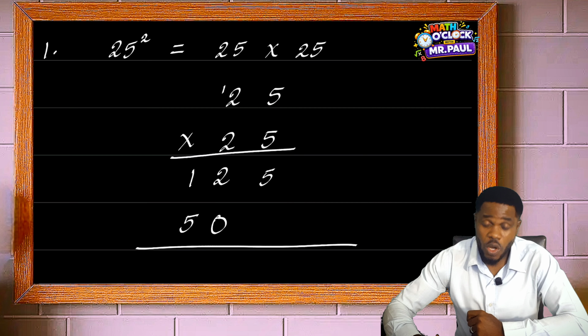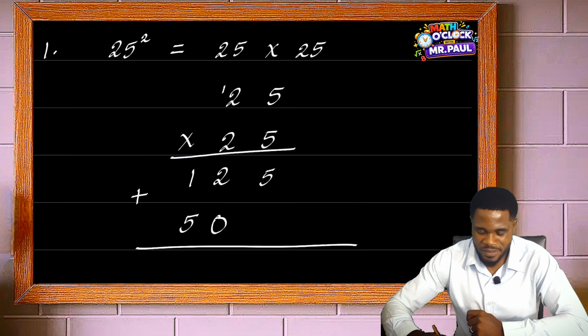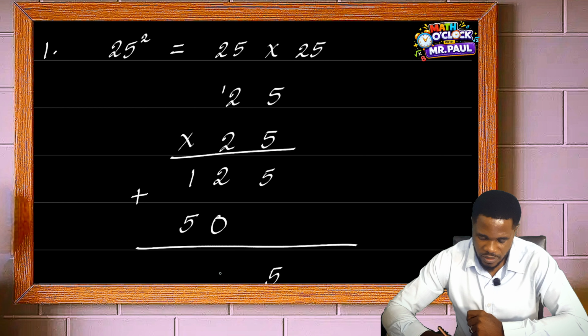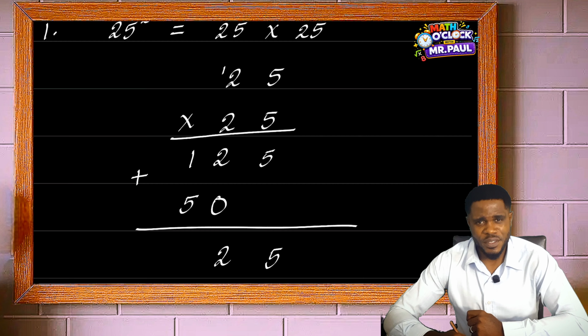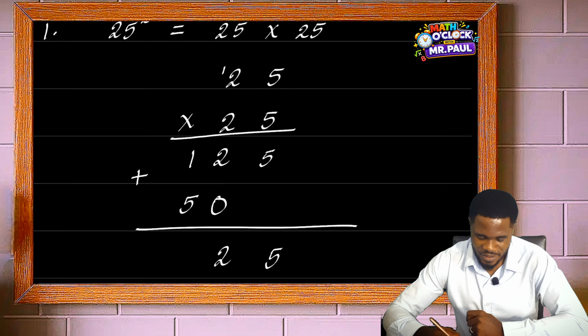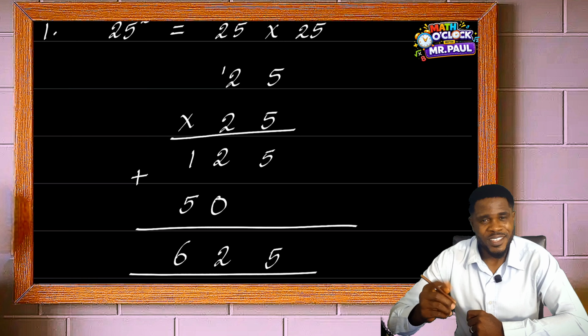Now that we are done, all we just need to do is add them together. So let me add my addition sign here, and then we go ahead and add the numbers. 5 plus nothing here will give us 5. 2 plus 0 is going to give us what? Beautiful, 2. And then 1 plus 5, what will that give us? Amazing. It's going to give us 6. Ta-da! Your job is done.